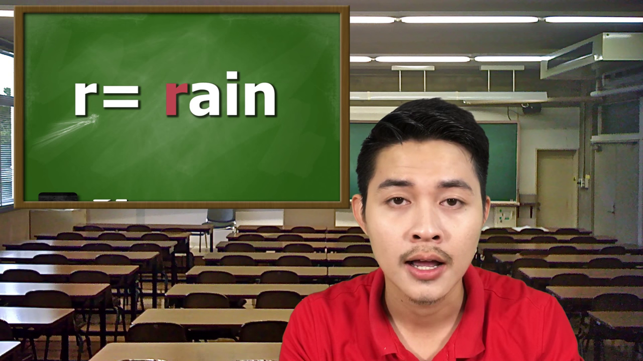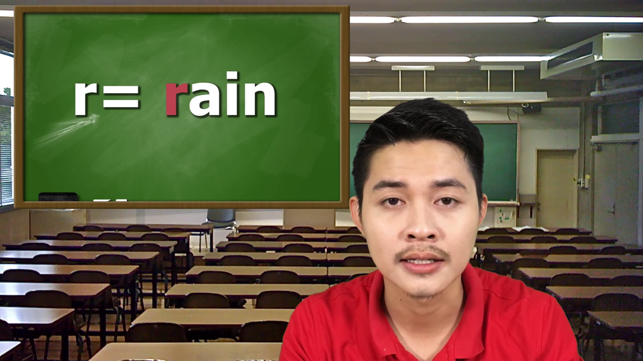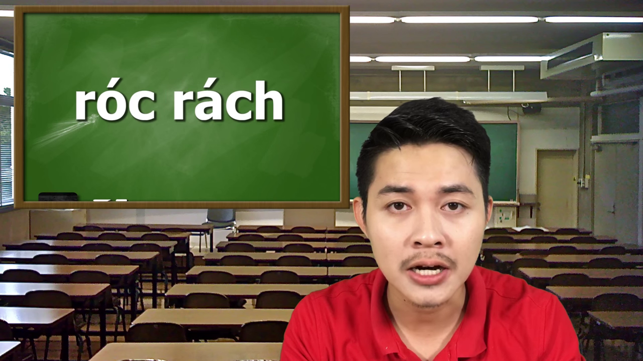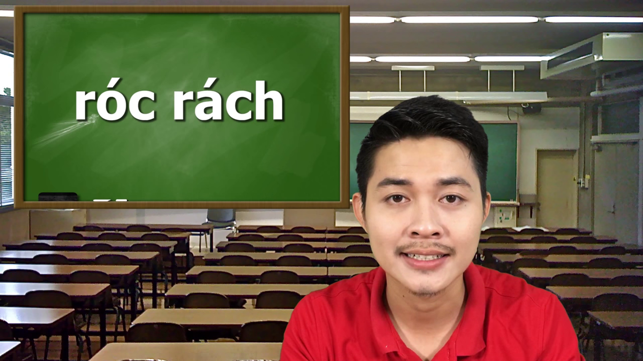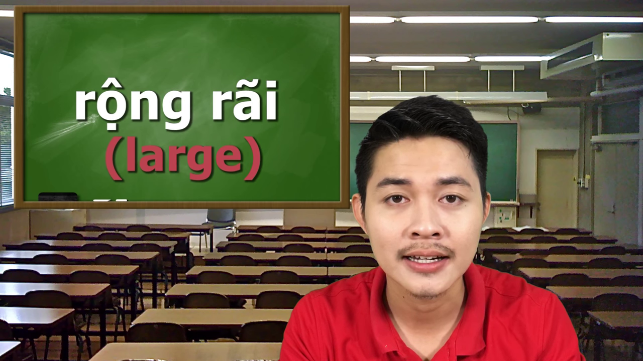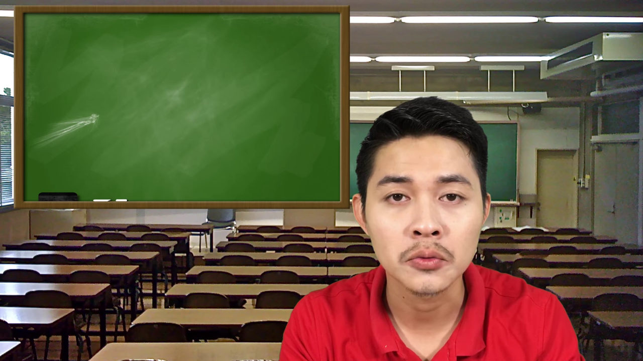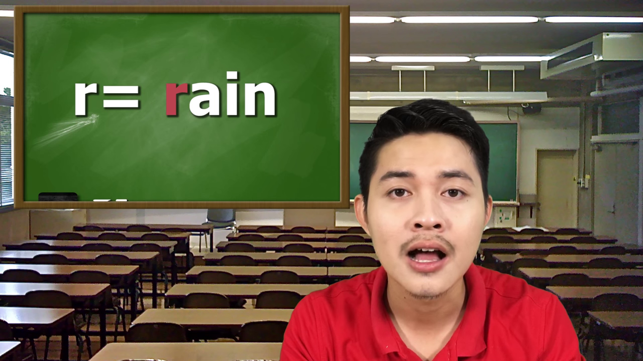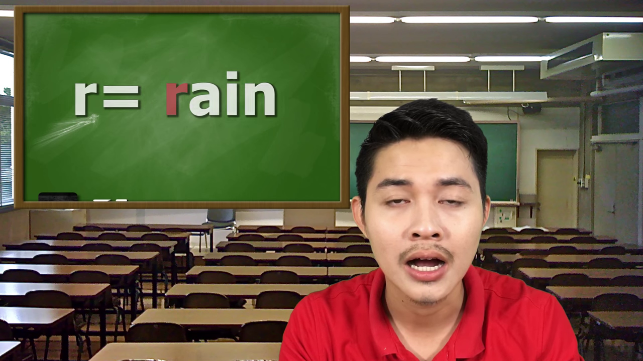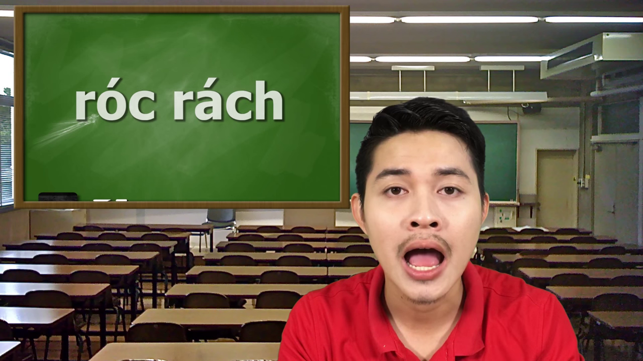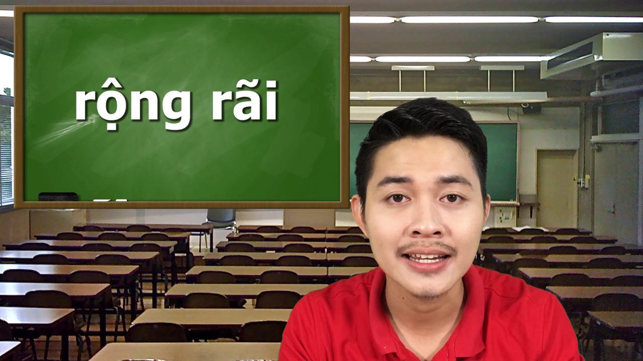R as in rain. For example, róc rách. Rộng rãi. Now repeat. R. Róc rách. Rộng rãi. Good.